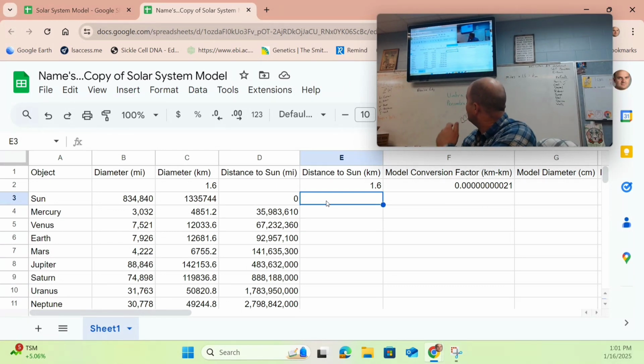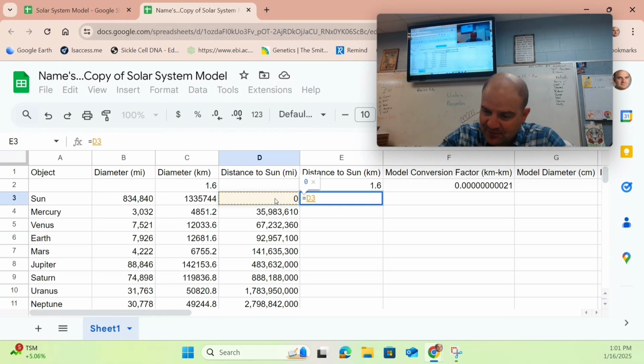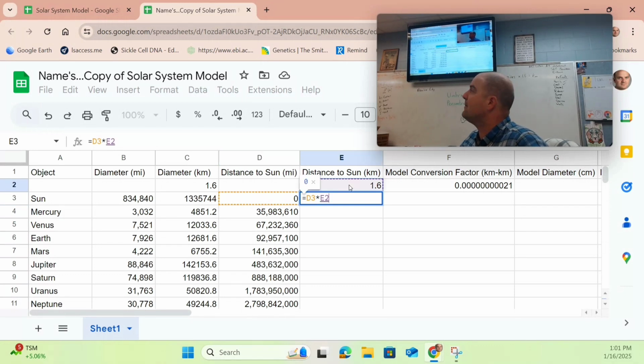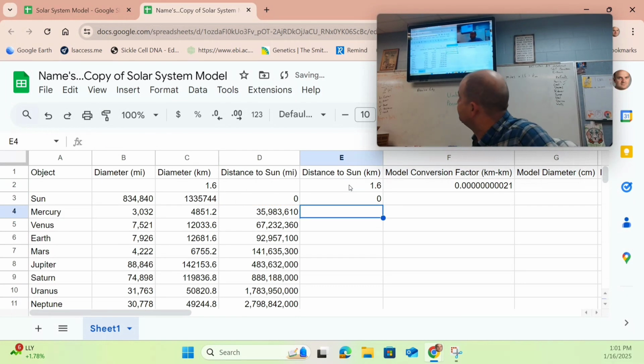Now, distance to sun in kilometers, hit equals. Now you're going to click on D3, which is distance to sun in miles, times Shift 8, and then you're going to click on the conversion factor to go from miles to kilometers, and hit enter. And you should get 0. Got it? Good. Moving down to the next one.